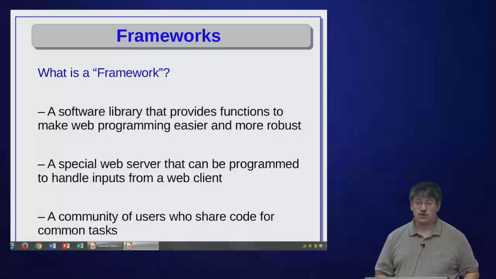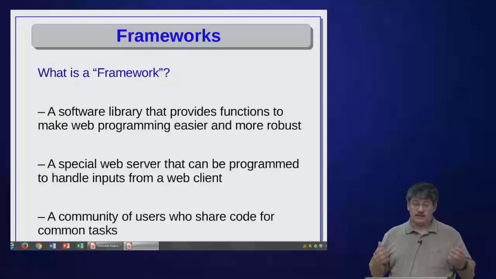So for example, instead of processing a form directly and accessing the CGI field storage class and checking if there's a key and fetching it, we can rely on a framework to fetch the data from the form for us. And frameworks provide lots of different features, and so most websites today are written using frameworks. So what is a framework? Here's the formal definition. It's a software library that provides functions to make web programming easier and more robust. Robust, of course, means that it is less likely to fail.